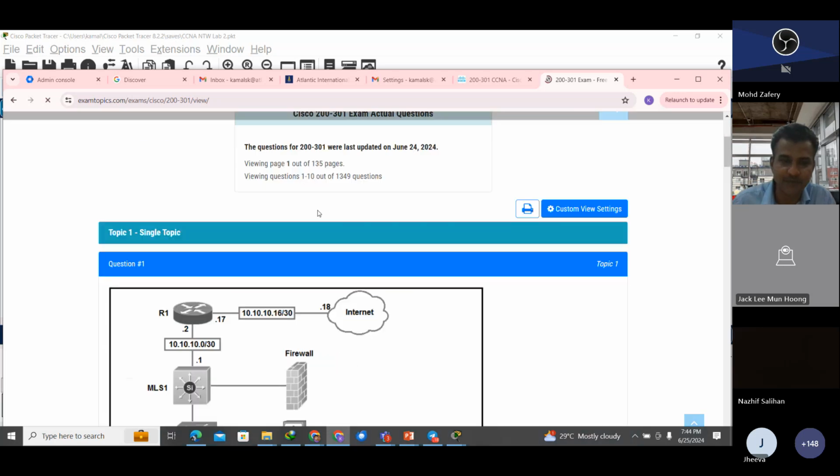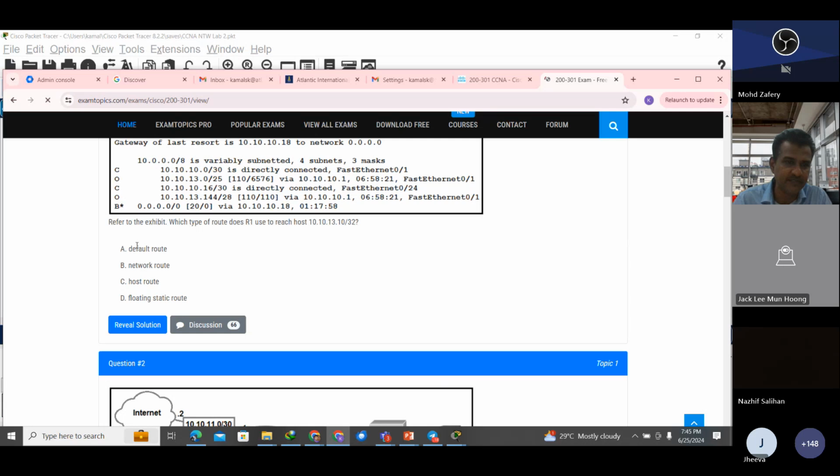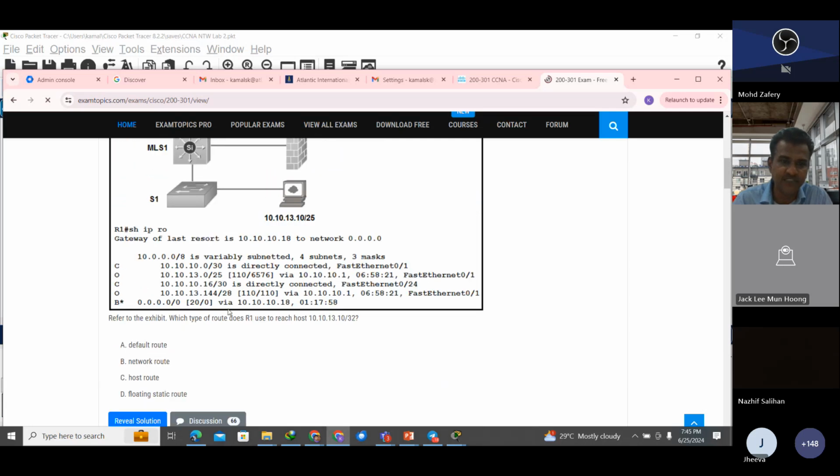That's only the small challenge. This is how the question looks. They give you a diagram, they give you ABCD. Refer to this diagram. Which type of route does R1 use to reach host 1010?